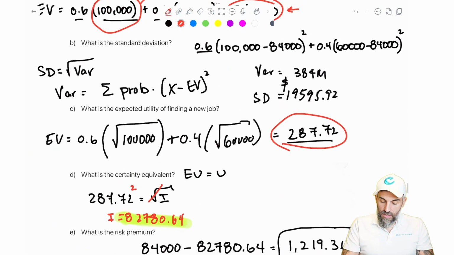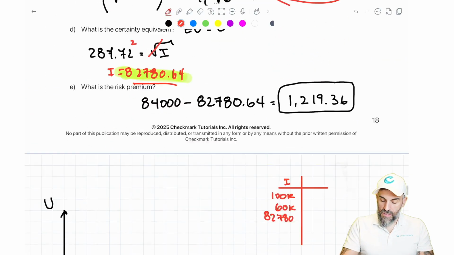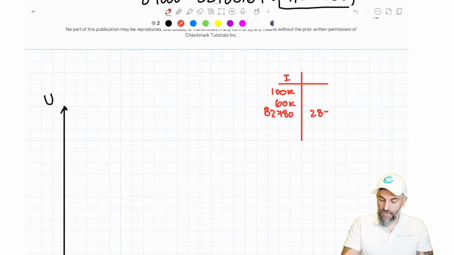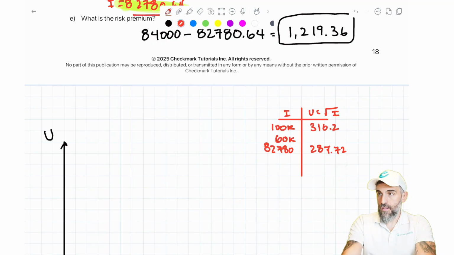We know that at 82,780, his utility would be 287.72. That one we already have. So I'm going to just find the square root of 100,000, because his utility function was the square root of his income. So utility was just the square root of income. So this is 316.2. And this one is 244.9.